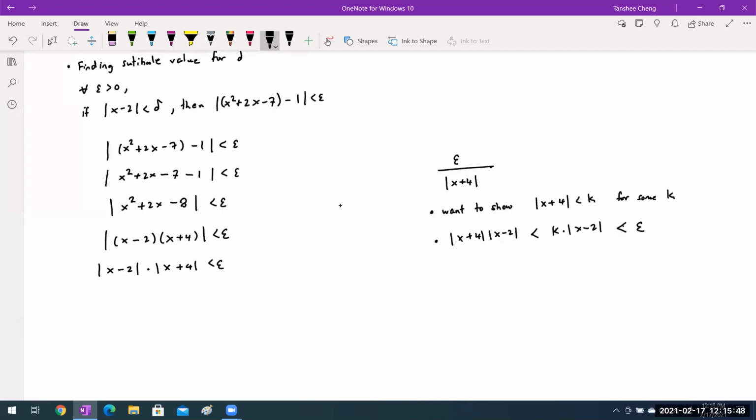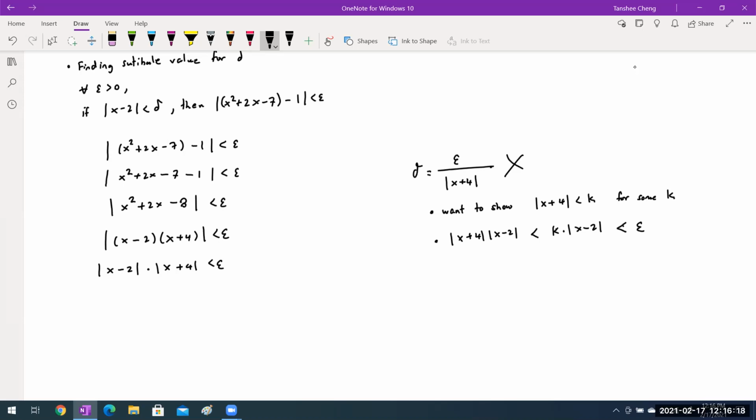Give me a second. Okay, to save time for the recording, I'm writing this down. In this situation, I already pointed out that our delta cannot be represented by epsilon divided by x plus 4. That cannot be done because x is a variable. We need a constant. So what we want to do is show that there is some value k such that the absolute value of x plus 4 is less than k.